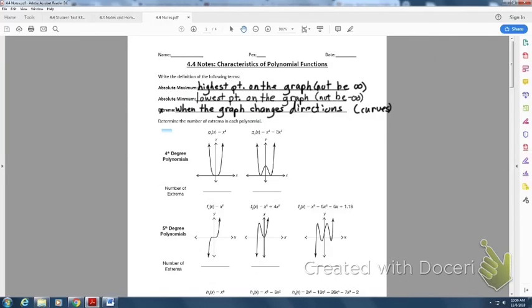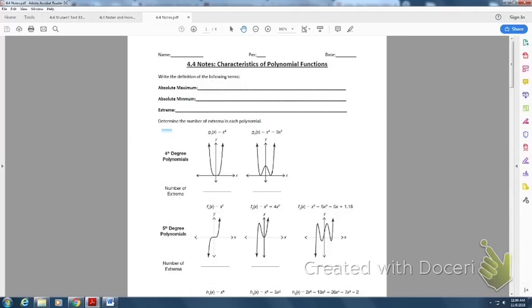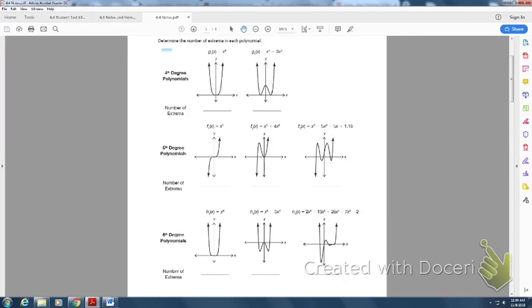Alright, so this first page, we're going to come down here, we're going to look at the number of extrema on these different graphs. And you need to kind of come up or draw a connection between the degree of the polynomial, which remember degree, that's the largest exponent, and the number of extrema that you could possibly have. Alright, so looking at these graphs right here, hopefully this is pretty self-explanatory. You're just counting the number of times it changes directions.